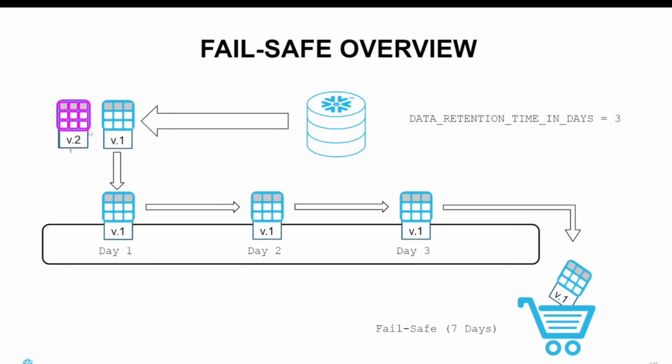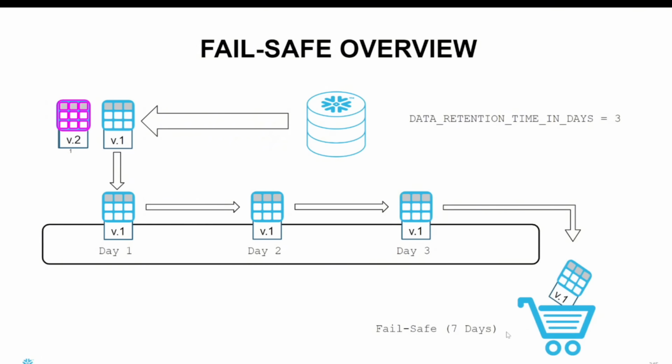Failsafe is going to help you if you want to retain the data after the retention applied on the table is over, right? After 3 days, on the 4th or 5th day, if you want to access this v1 version of the data, you have to access it from the failsafe option. That has a default of 7 days. Under failsafe, Snowflake is going to keep your entire data set for 7 days. This is by default for all the databases and all the objects we have in Snowflake, right?